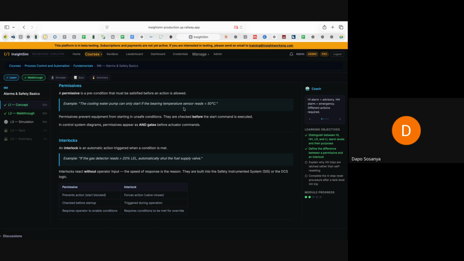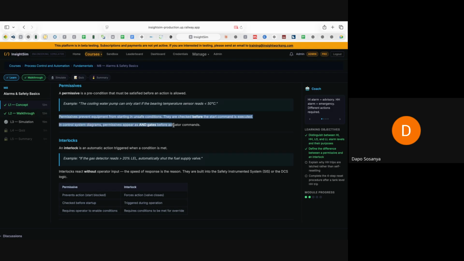So, example, the cooling water pump can only start if the bearing temperature sensor reads less than 50 degrees Celsius. Permissives prevent equipment from starting in unsafe conditions. They are checked before the start command is executed. In control systems diagrams, permissives appear as AND gates before actual commands.